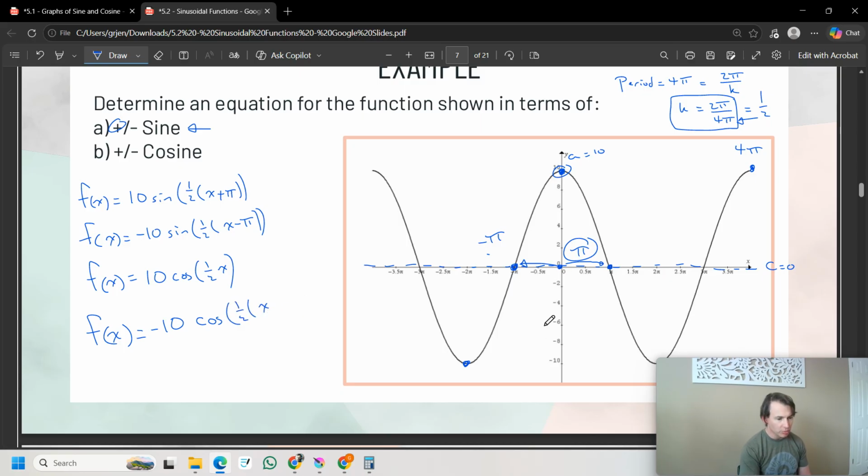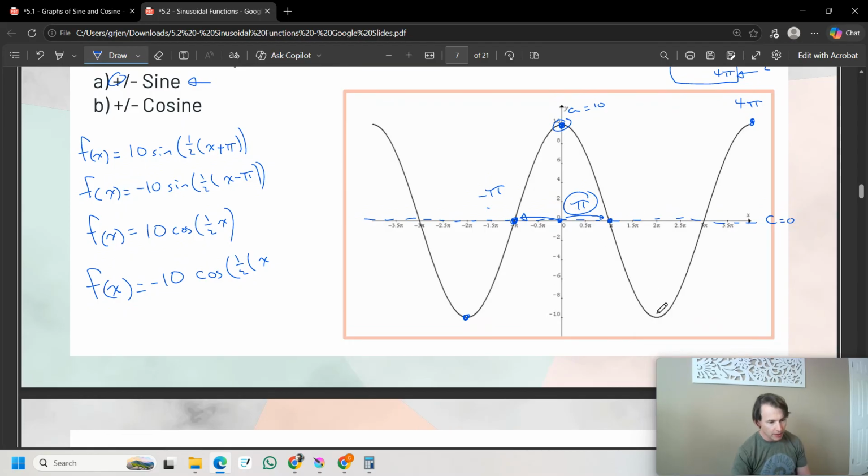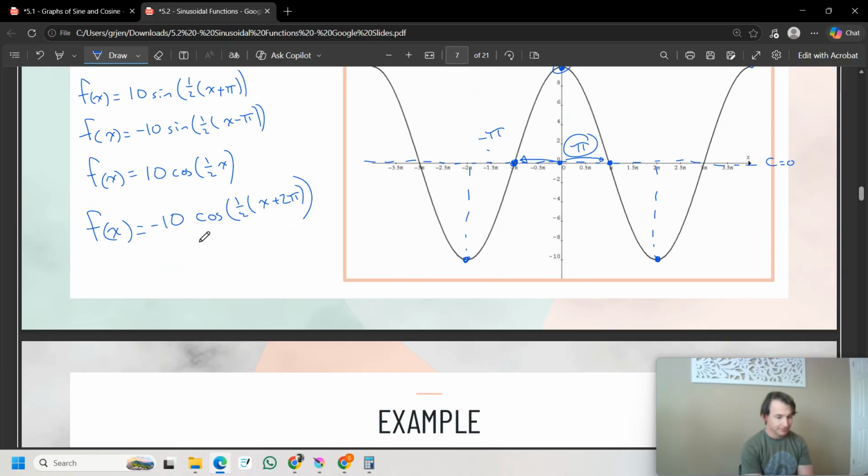And then we could go plus or minus 2 pi. Because notice that our winter is where negative cosine starts. It happens at 2 pi or negative 2 pi. So I can do plus 2 pi here. And that would be just fine. So this shows you the difference between positive and negative sine and cosine. It's all just differences of phase shift.